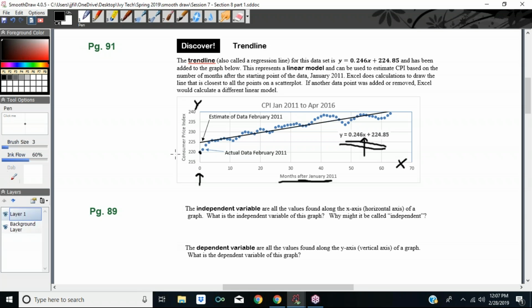So if we flip back to page 89, it asks these two questions. It says the independent variable or variables are all the values found along the x-axis, the horizontal axis of a graph. What is the independent variable and why might it be called independent? And of course, the independent variable is already underlined. It's the months after January 2011.